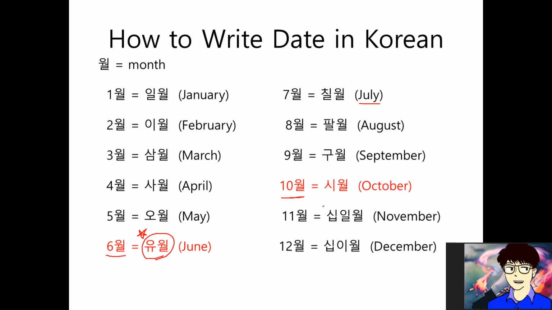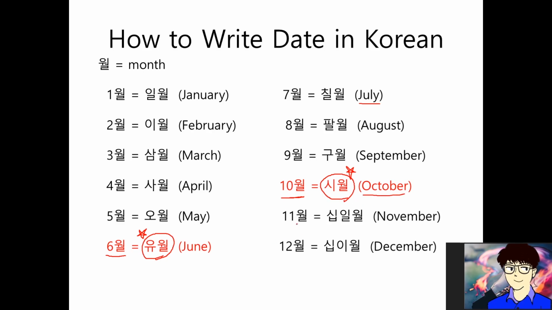So when you try to say 10 in Korean, you have to say 십, right? However, in months, you should not say 십월. You have to say 시월. So take a note and memorize it. Repeat after me. 시월. Great. 시월 is October.